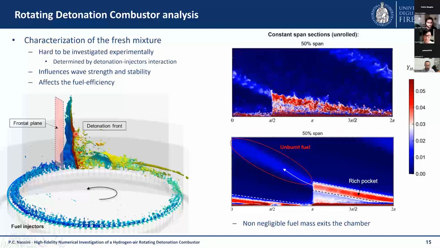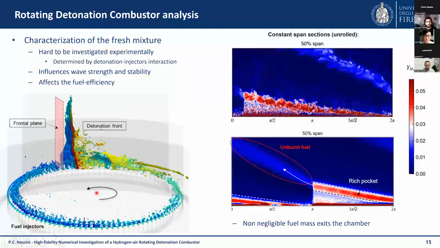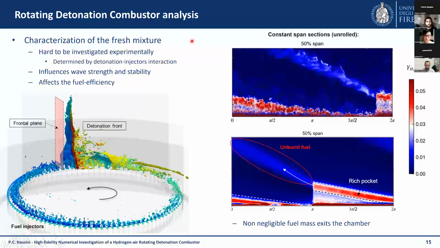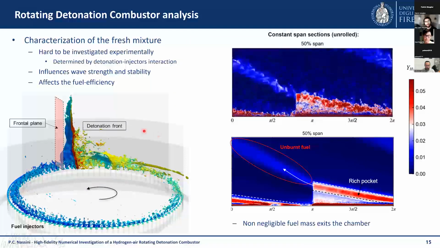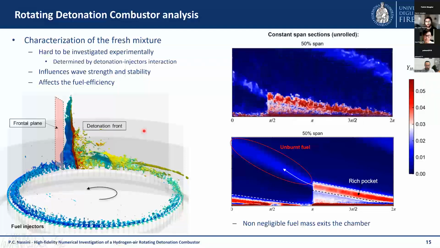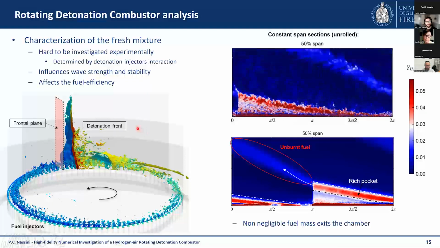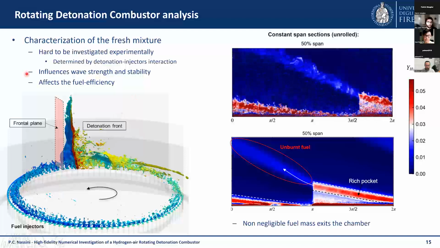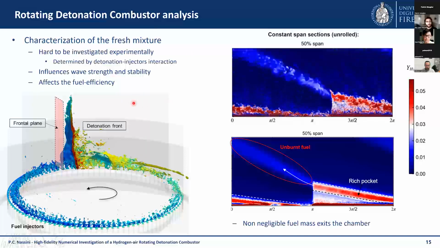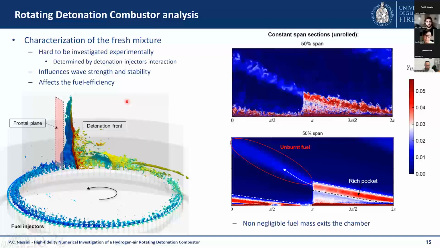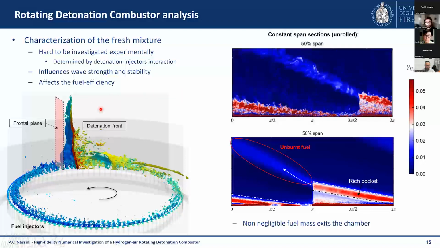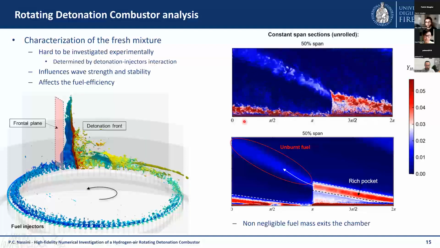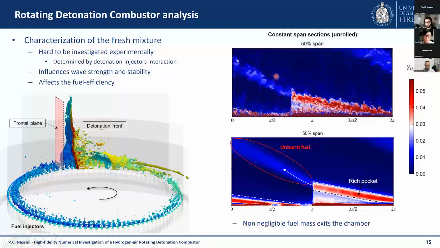For instance, as I was saying at the beginning of the presentation, one of the most interesting parts which we want to clarify is the study of the fresh mixture, which is developing inside the refill region, because of course this is very hard to investigate experimentally, but it has a huge impact on the wave strength and stability. But there is also a specific drawback in this specific system.